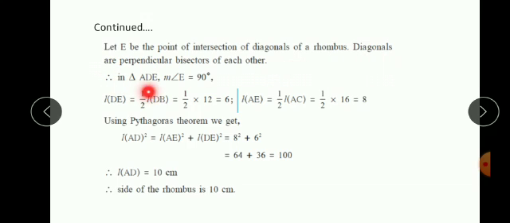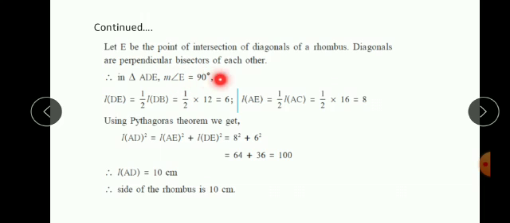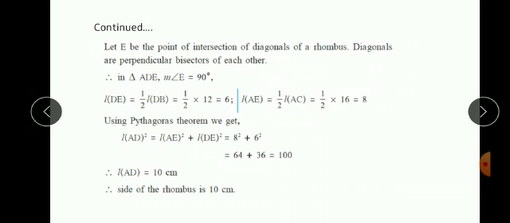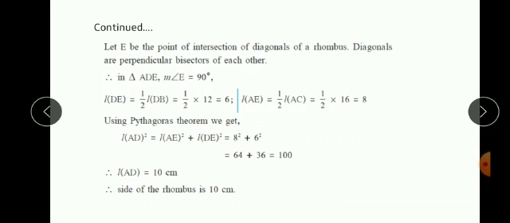So, in triangle ADE, what we have? Measure of angle E, angle AED, is 90 degrees. So length DE is equal to half of DB. DE is half of DB, which is equal to half multiplied by 12, because DB is 12. It is given in the question. So when you divide 12 by 2, you will get 6.